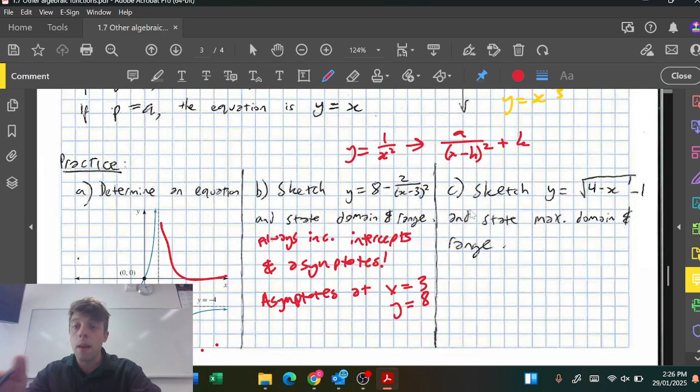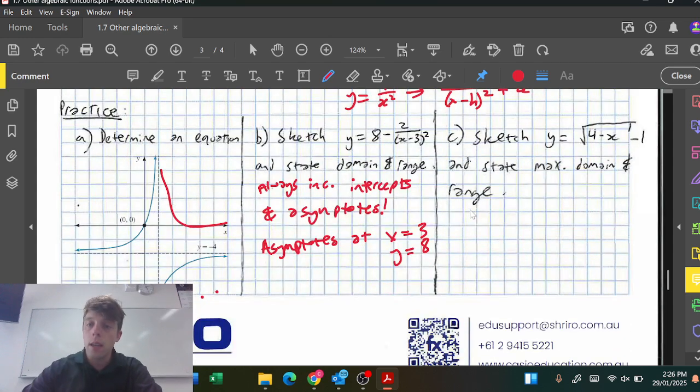Okay, so last question. We need to sketch a square root function and state its maximal domain. Let's do the maximal domain part first. So domain is going to be when 4 minus x is greater than or equal to 0, because the thing under the square root sign can't be negative. So if we rearrange that, we have 4 is greater than or equal to x. That's our maximal domain. Cool.